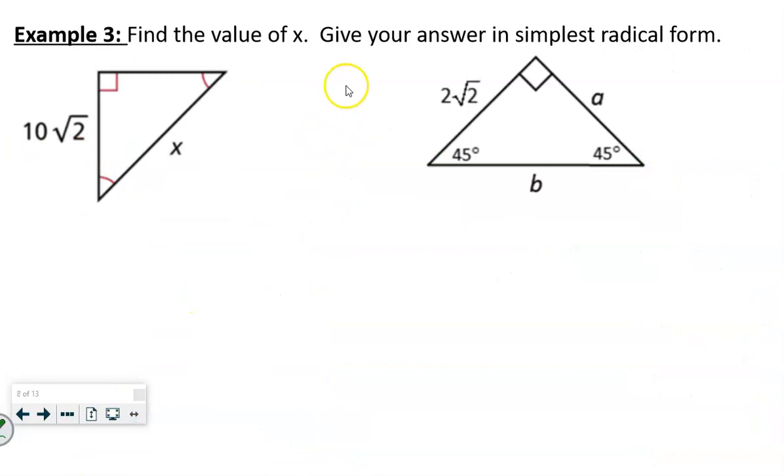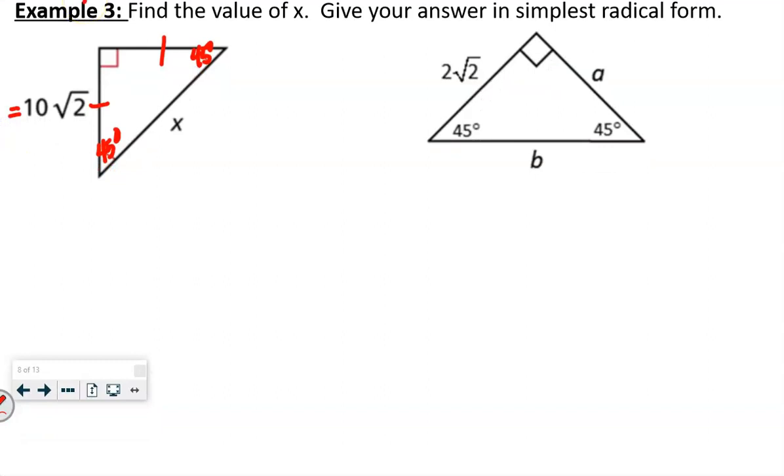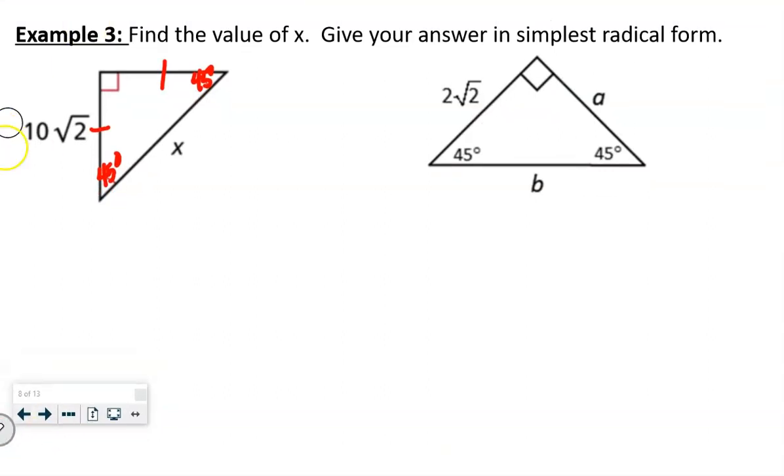So example 3 says find the value of x. Give your answer in simplest radical form again. So we're going to label again, noticing that our angles are congruent. That means that this has got to be a 45 and this has got to be a 45. And that these sides have to be congruent, right? So notice that this is going to be our L, and then this is going to be our H. So again, L is equal to 10 square root of 2, H is equal to X.